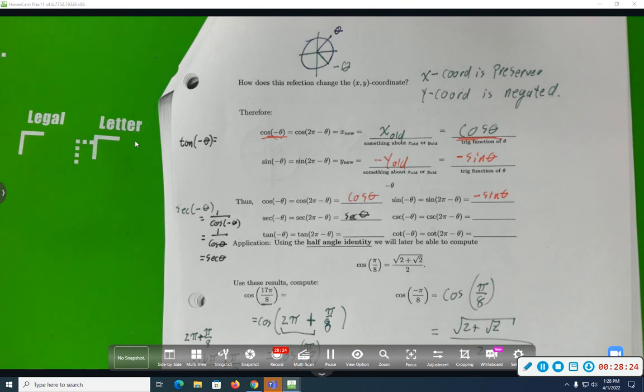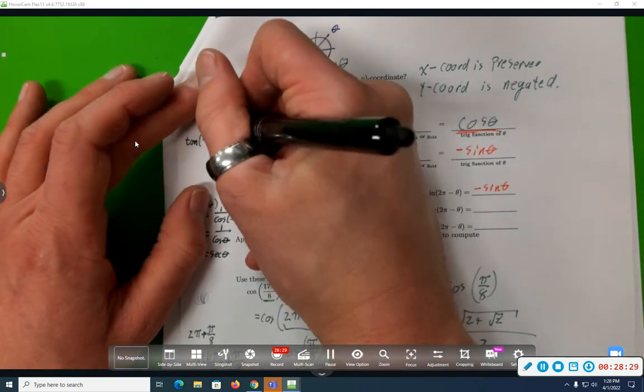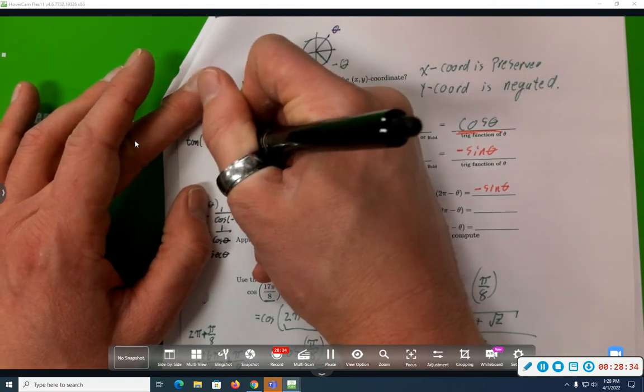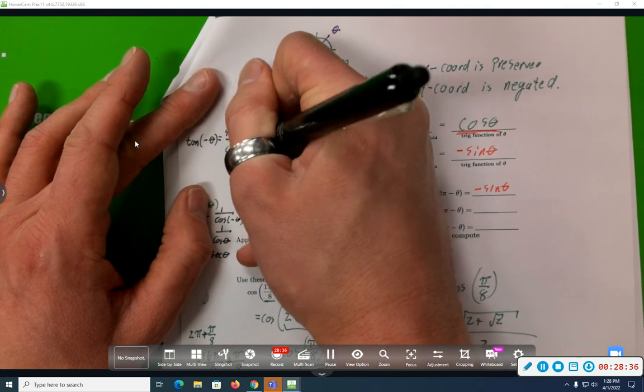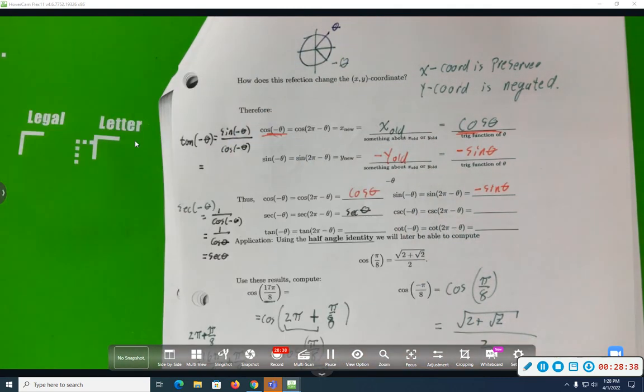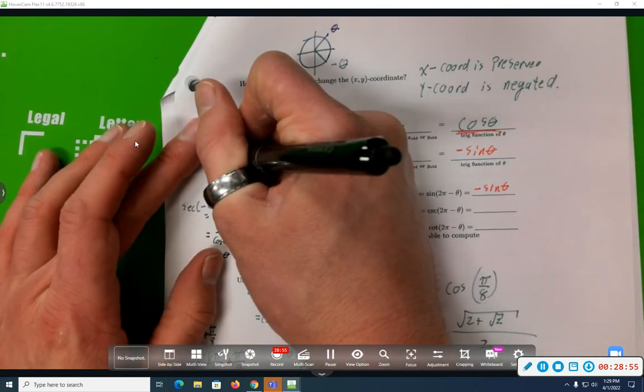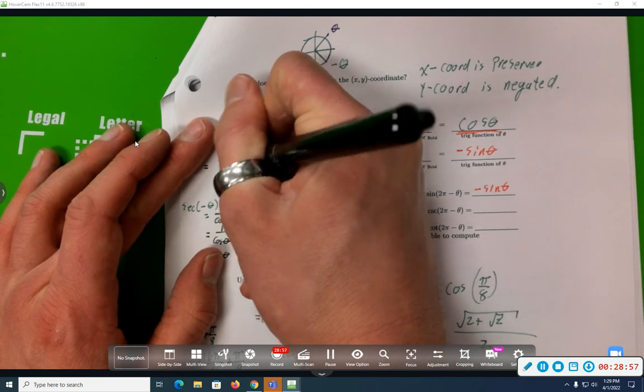So what is tangent in terms of sine and cosine? Sine over cosine. So this will be sine of negative theta over cosine of negative theta. Do I know what to do with sine of negative theta and cosine of negative theta? Yeah, what's the sine of negative theta? Perfect. Cosine of negative theta becomes? Cosine theta.